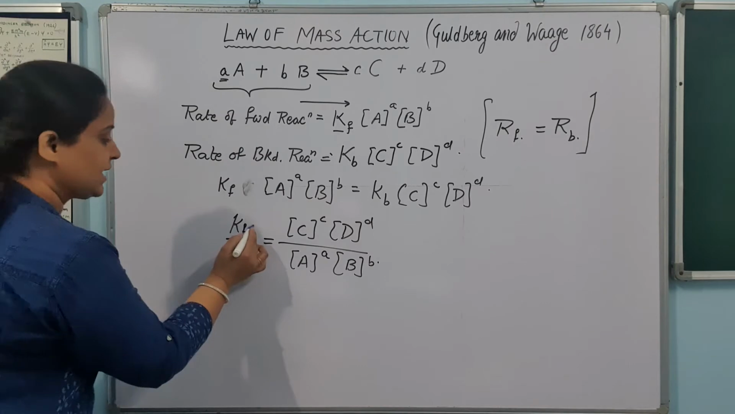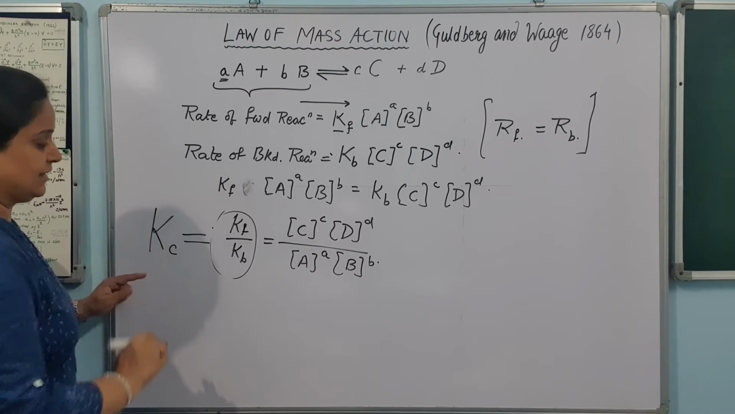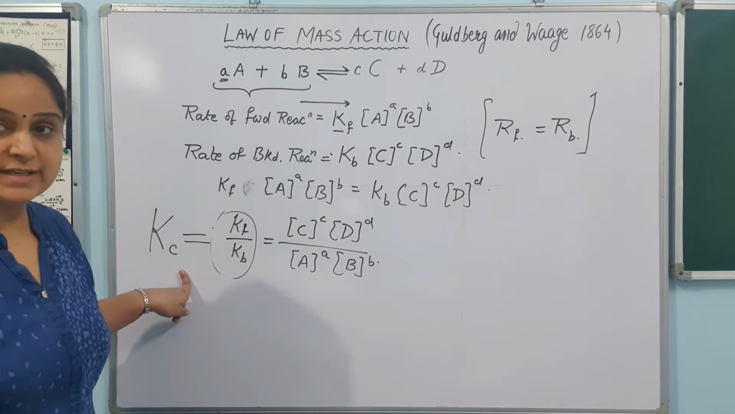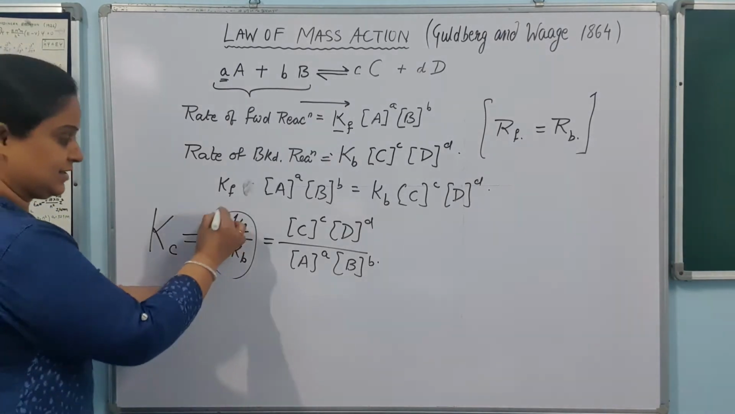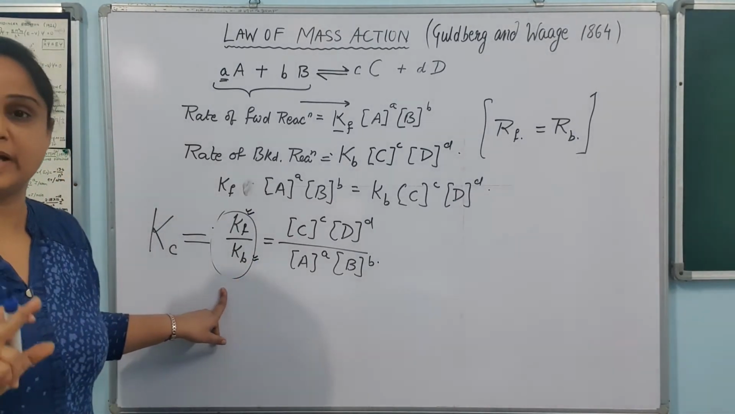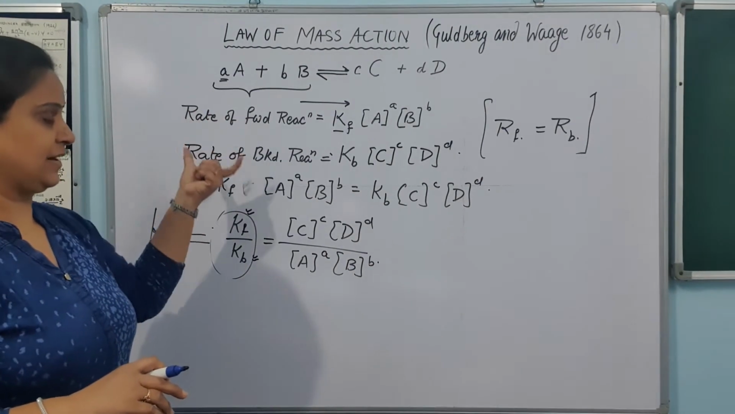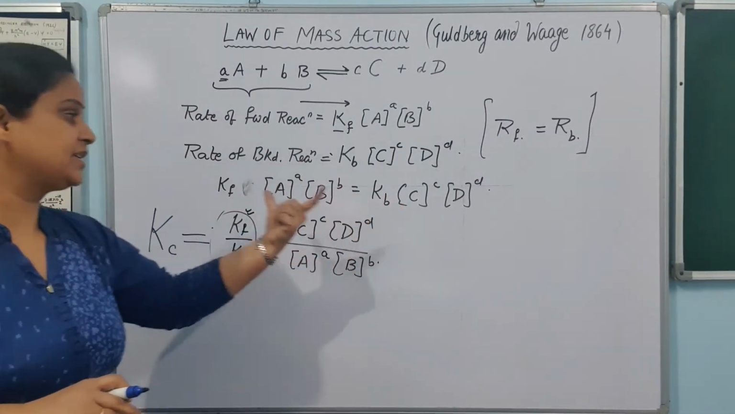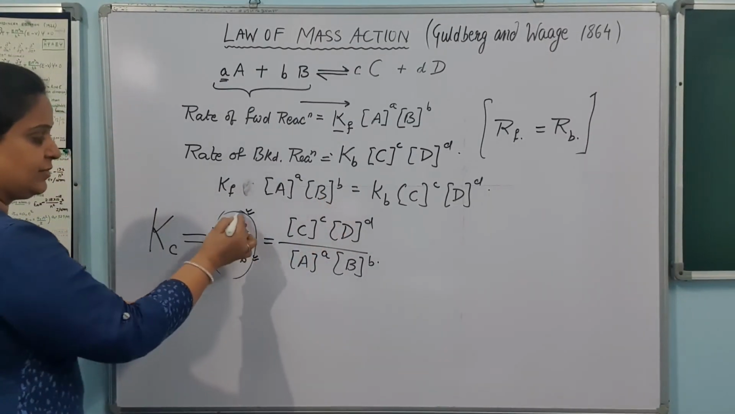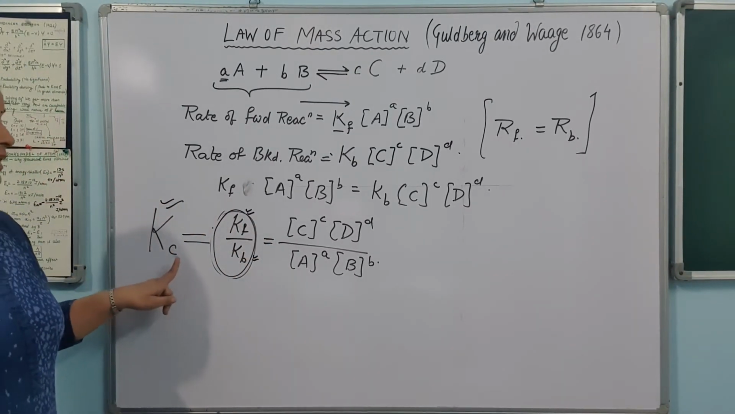ठीक है. Now this Kf upon Kb is given a special name called Kc. Kc is called equilibrium constant. So what is this? Equilibrium constant. This is the ratio of the velocity constants of the forward and backward reaction. I hope it is clear that when we have taken these two forward and backward reaction rates, we have made them equal to each other and then we convert it into Kf upon Kb form, and then this Kf upon Kb is replaced by a constant called Kc, and this is called equilibrium constant.